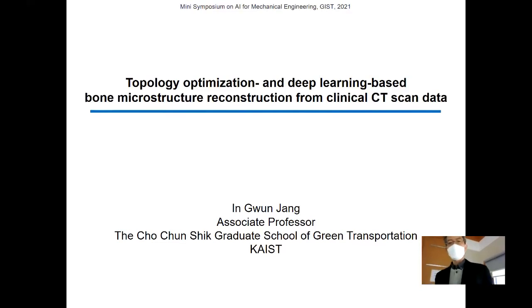Today, I will talk about topology optimization, and also, combined with topology optimization, how deep learning can be utilized in mechanical engineering, and specifically in this case, clinical applications.